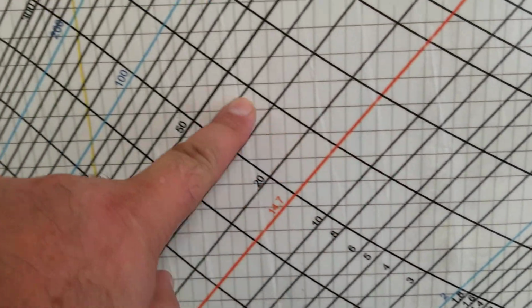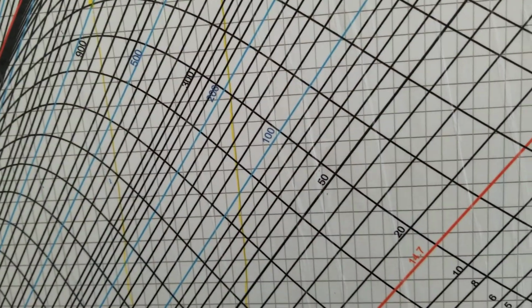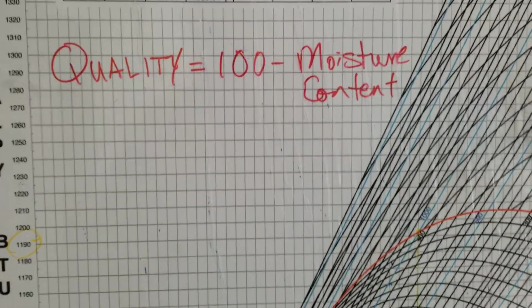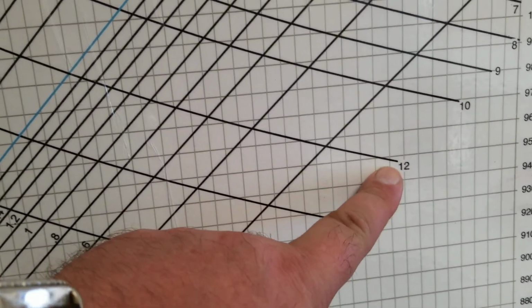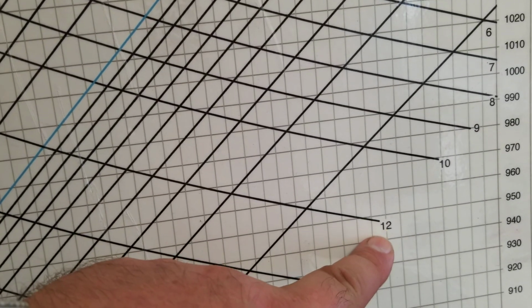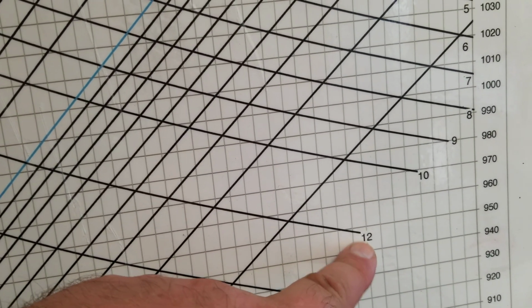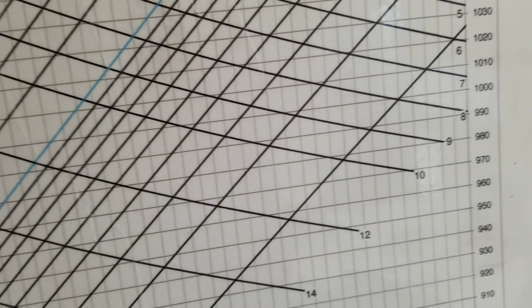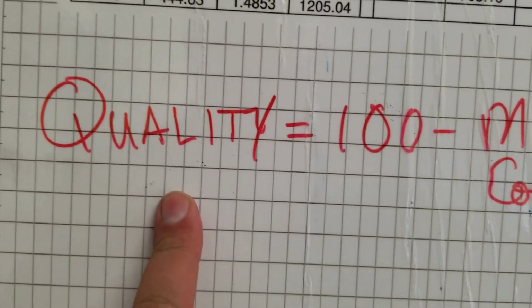So these are your constant percent moisture lines all the way up through here. And quality is 100 minus moisture content. So if I find a value that crosses this 12% moisture content line, that's 88% steam quality. That means it's 88% steam versus 12% moisture. And that's the best way to look at quality: the quality of the steam versus how much moisture is in there.